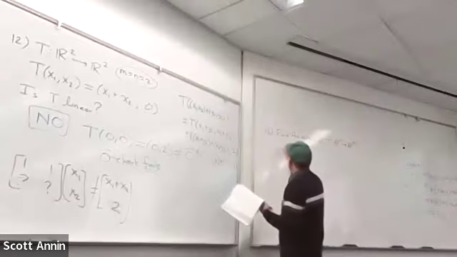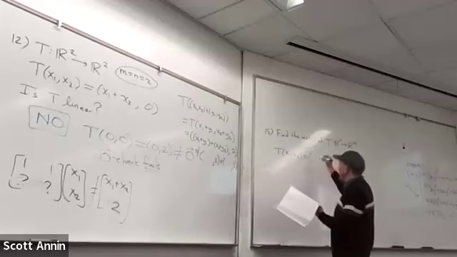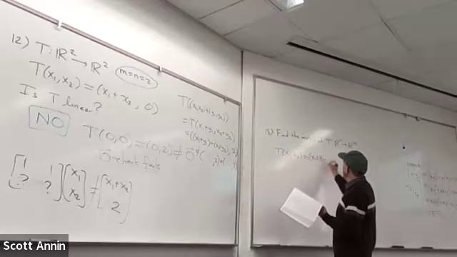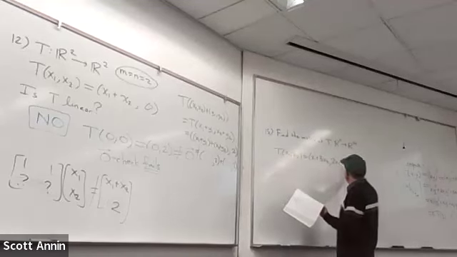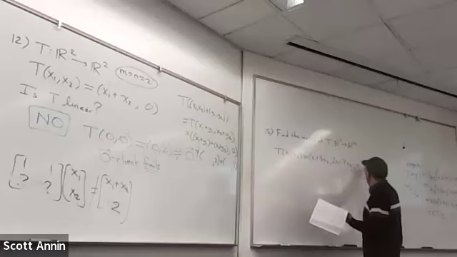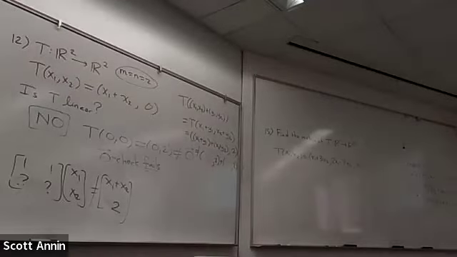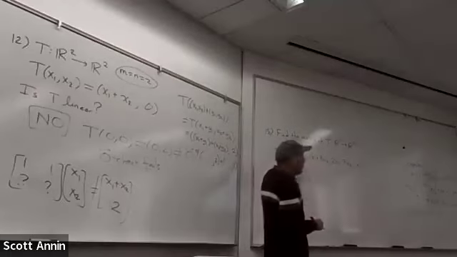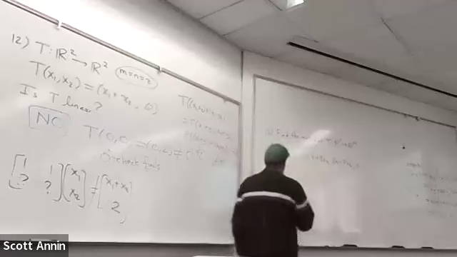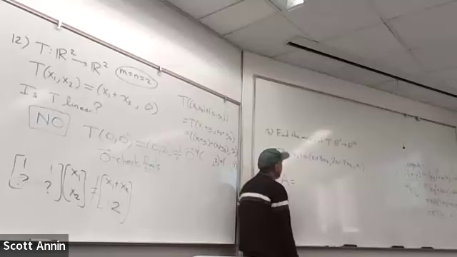On 15, they give you the formula T of x1 comma x2 equals x1 plus 3x2 comma 2x1 minus 7x2 comma x1. They just want you to figure out the matrix of this transformation. So you can assume that this is a matrix transformation. And guys, you don't even have to show any work, all you have to do is write down the answer.